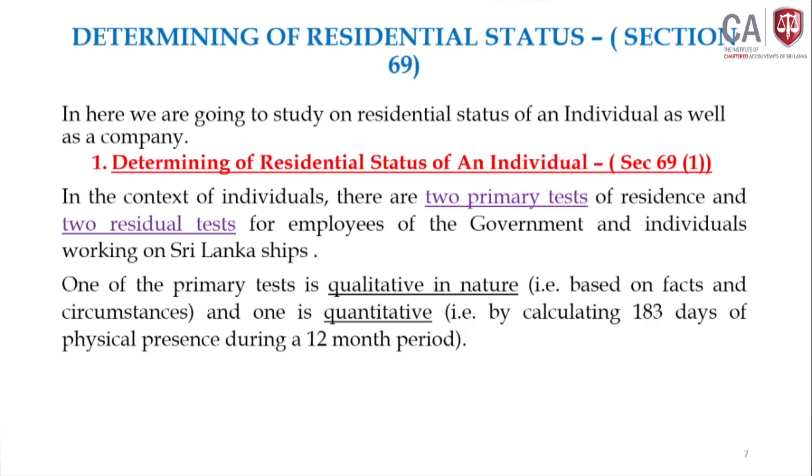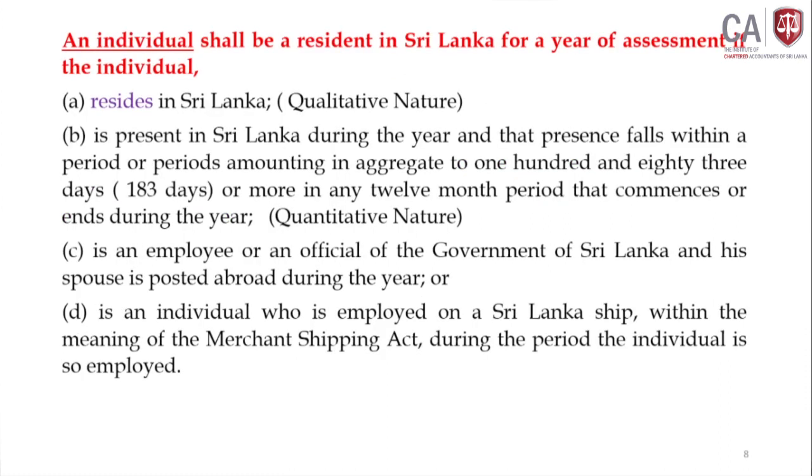One of the primary tests is qualitative in nature, that is based on facts and circumstances. And one is quantitative, where you have to calculate: 183 days of physical presence during a 12 months period. This is again a summary of section 69(1). We will come to the four different situations described in section 69 subsection 1.